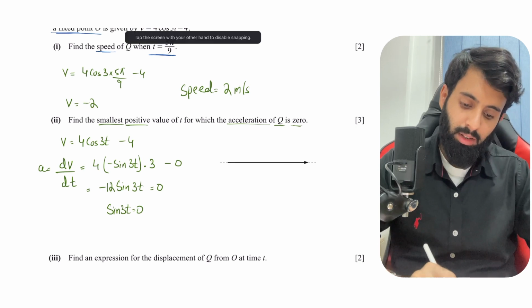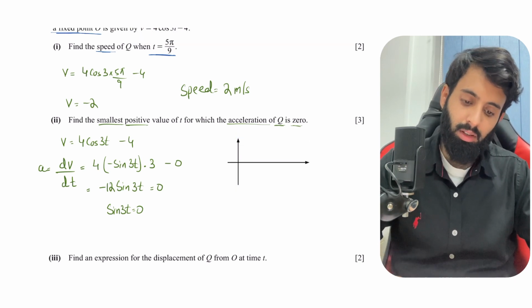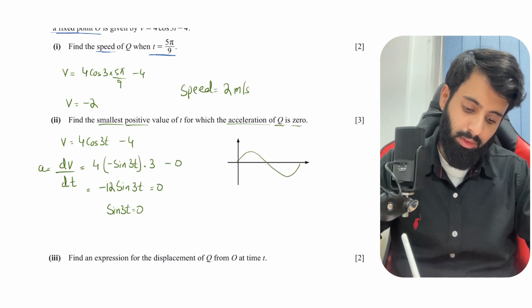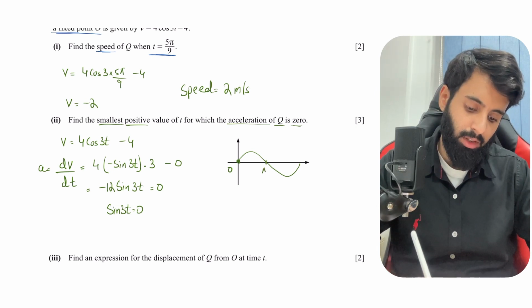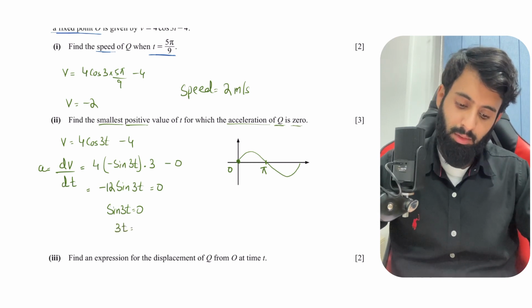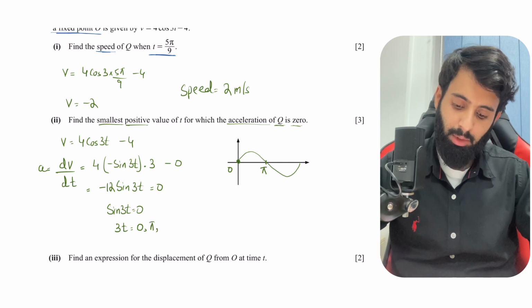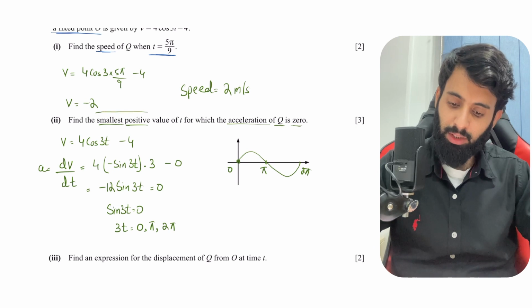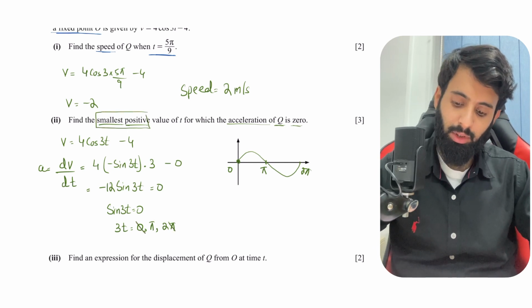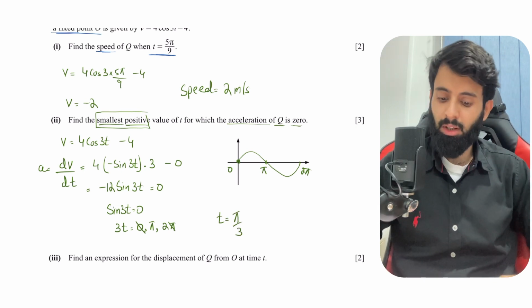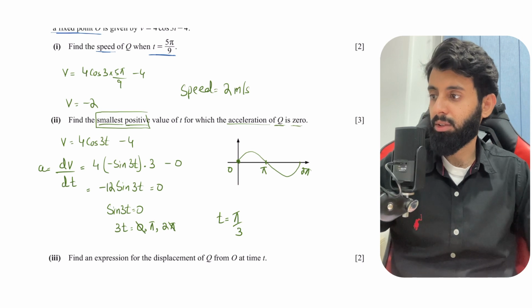Now, when is the graph of sine equal to 0? If you look over here, the graph of sine is equal to 0 at 0, and the next time it's equal to 0 is at 180 or pi. So when you do sine inverse of 0, it could be equal to 0, pi, or 2 pi, because that's when it is 0 again. But the question asked us to find the smallest positive value, so we're going to ignore 0 and 2 pi and just stick to pi. If you make t the subject, t is equal to pi upon 3. And that is your final answer and also the correct answer.